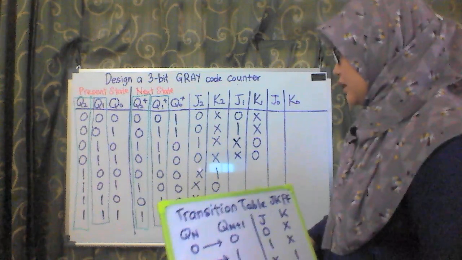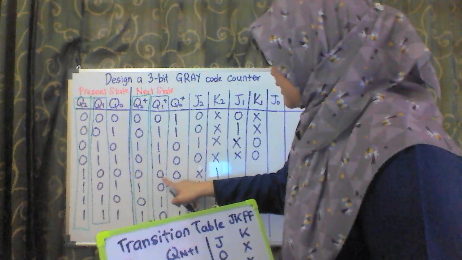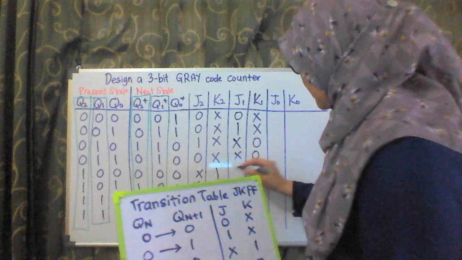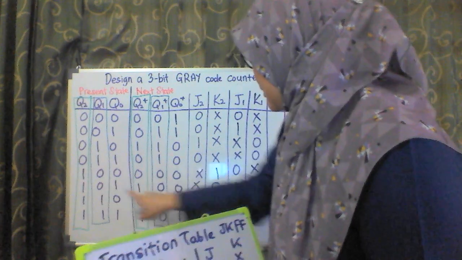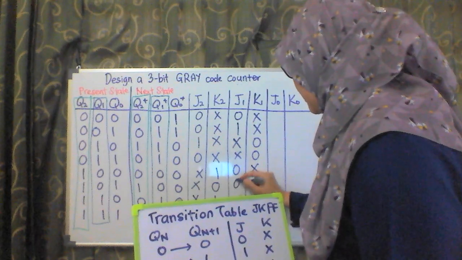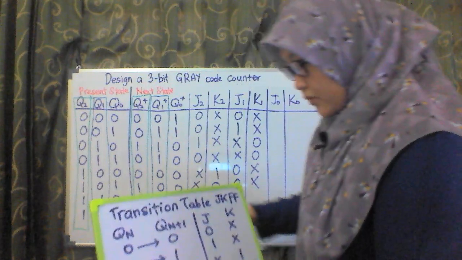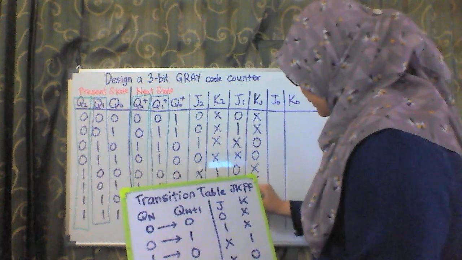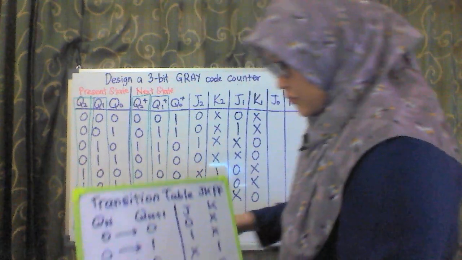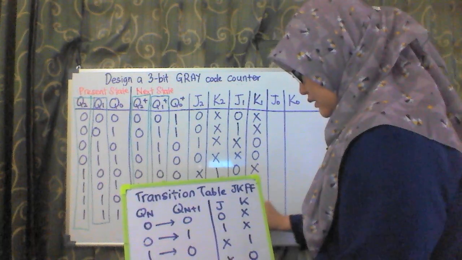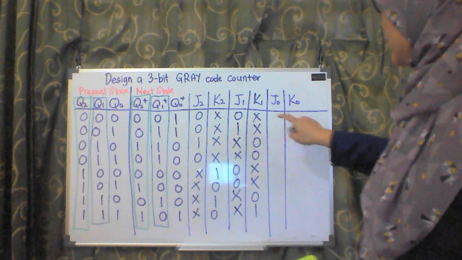Okay. Next, Q1 is 0 and the next state is 0, it is 0 and X. Present state is 0, the next state is 0, 0 and X. 1 and 1 is X and 0. 1 and 0 is X and 1. Okay.